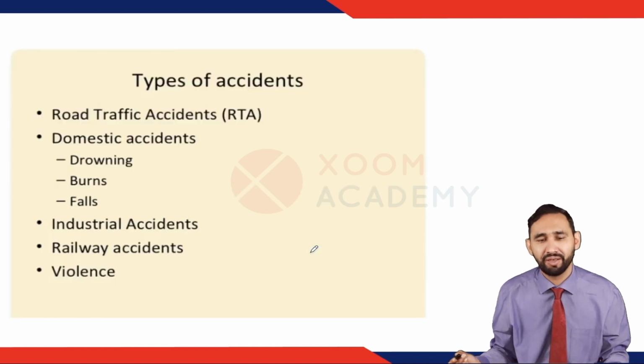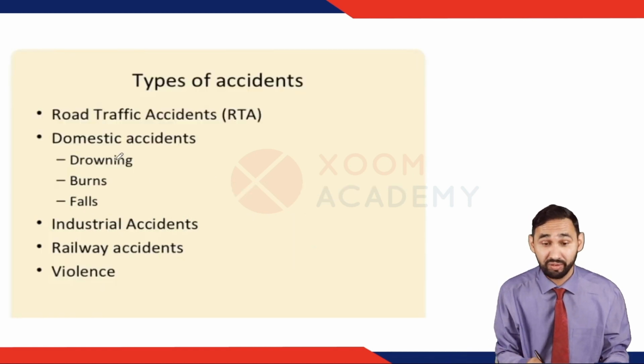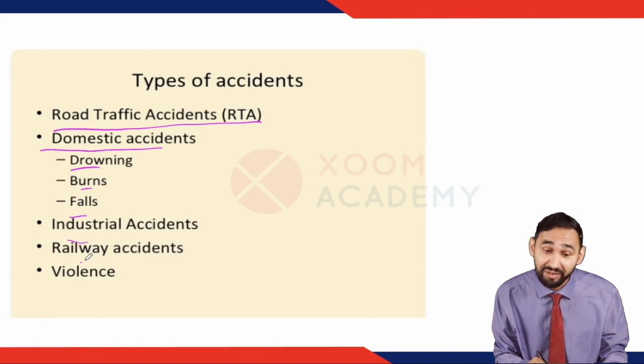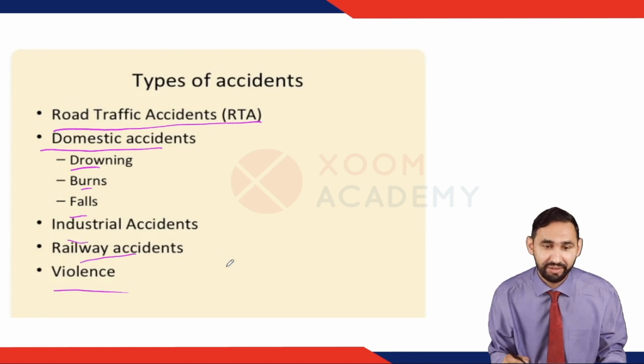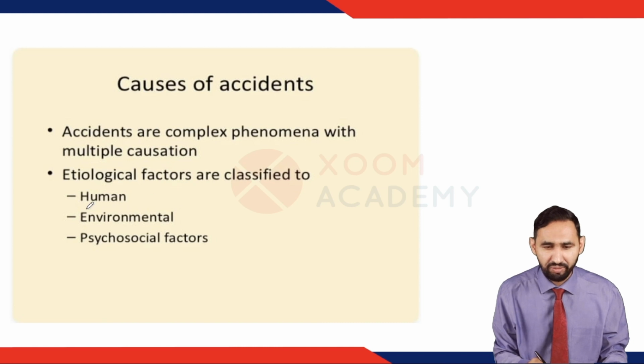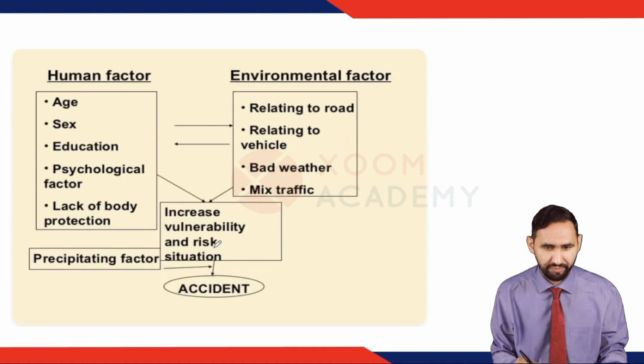What are the various types of accidents? Most common are road traffic accidents. Then there are domestic accidents like drowning, burning, falls. There are industrial accidents. There are railway accidents. There is violence. These are the various types of accidents. Accidents must have certain causes. These causes are human causes, environmental causes, and psychological causes.